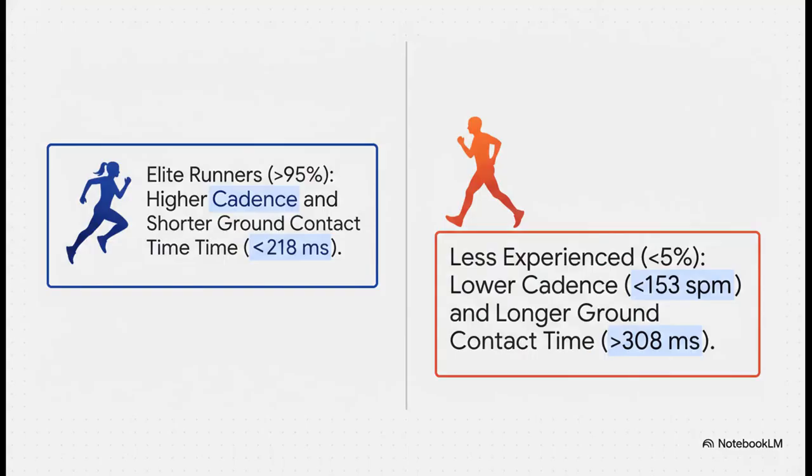And that right there tells the whole story, doesn't it? The data is crystal clear. More experienced runners take quick, light steps. They're not hanging around on the ground. This combination of a high cadence and a low ground contact time is really the secret sauce to efficient running.